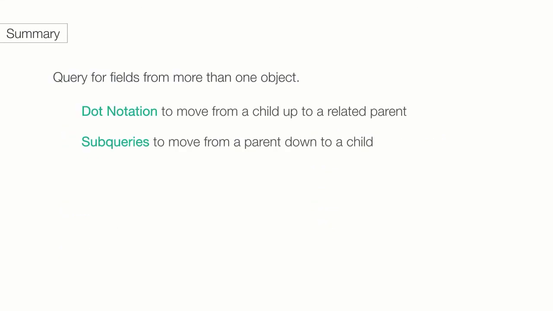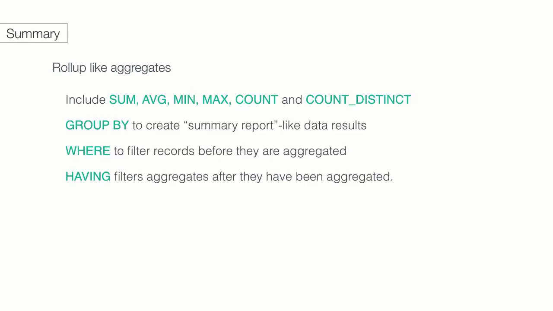We can select to query fields from a single object and any objects that are related to it. We can use dot notation to move from a child up to a parent object, and we can use subqueries to move from a parent down to a child. We can also create roll-up like aggregate queries that can include sum, average, min, max, count, and count distinct.